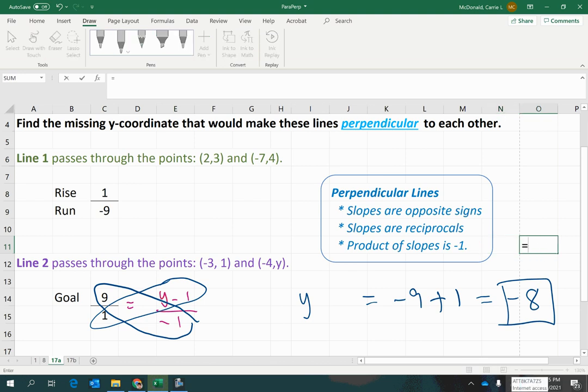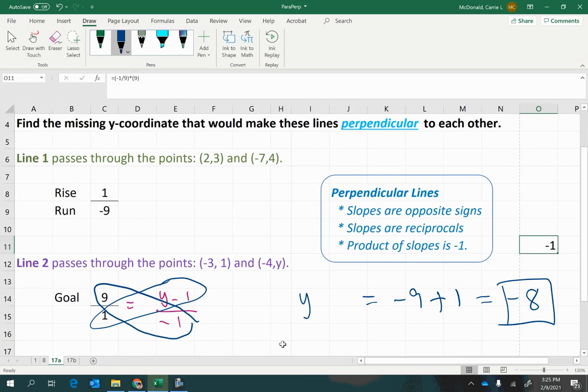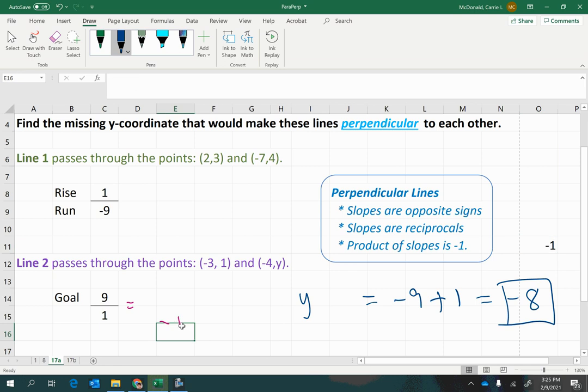If I take my first line slope of negative 1 divided by 9, and multiply that times the second slope that I just found, what is the slope? It should be positive 9, right? You get a product of negative 1. And you can always test that out by recalculating the slope over here to make sure it's coming out the way you want it. And you really should test it out.